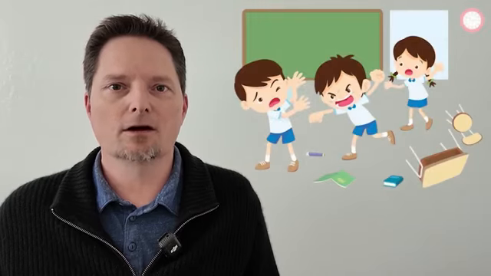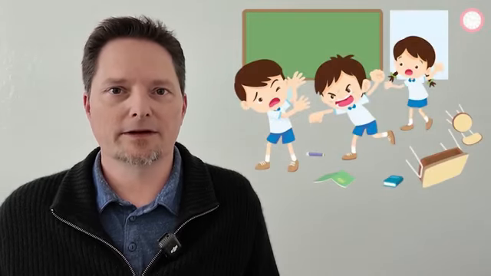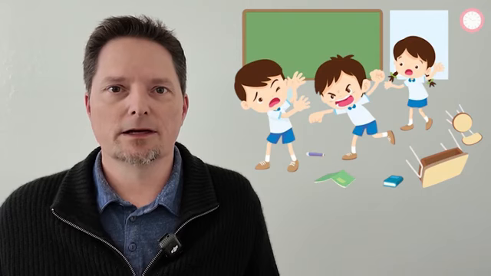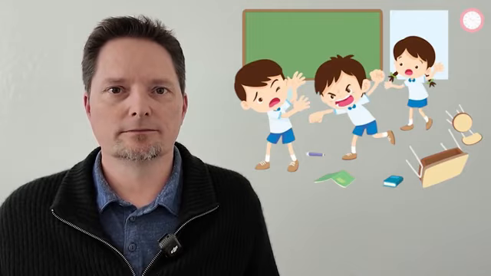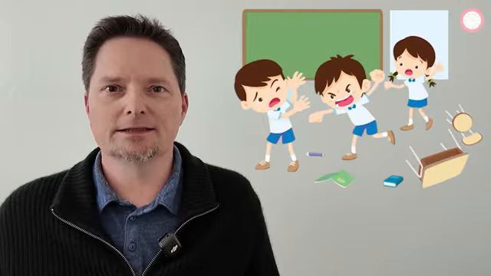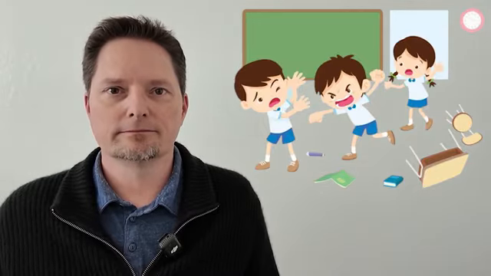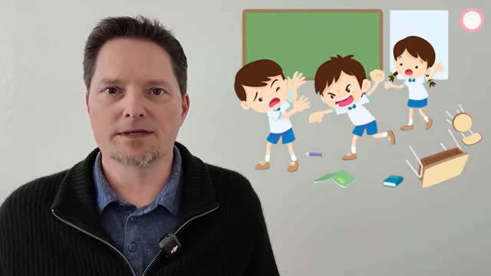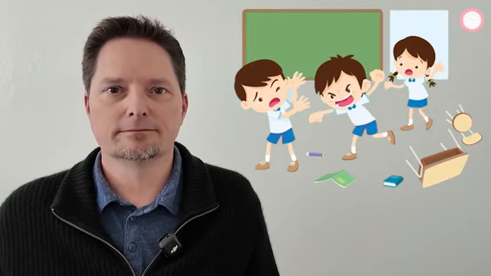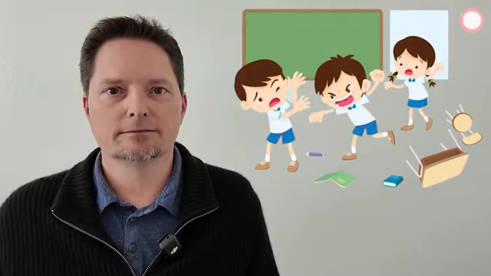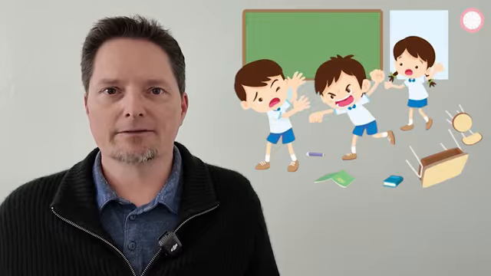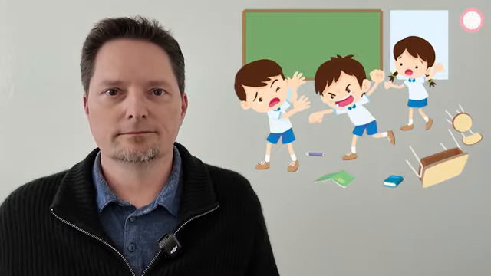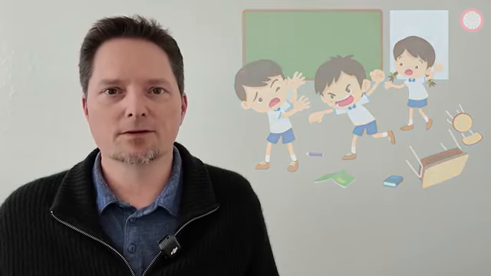Example, these kids are not behaving. They're misbehaving. And it's not good. They shouldn't misbehave in school. Let's practice. Are these kids behaving? That's right, they're not behaving. Are they misbehaving? That's right, they're misbehaving. It's not good. Should they misbehave in school? That's right, they shouldn't misbehave in school.